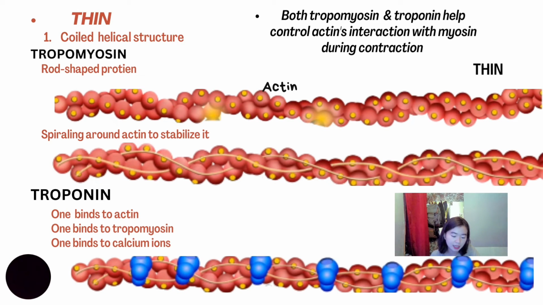Tropomyosin is a rod-shaped protein. You see there the actin, and the tropomyosin is spiraling around actin to stabilize it. Troponin is a complex of polypeptides: one binds to actin, one binds to tropomyosin, and one binds to calcium ions. Both tropomyosin and troponin help control actin's interaction with myosin during contraction.